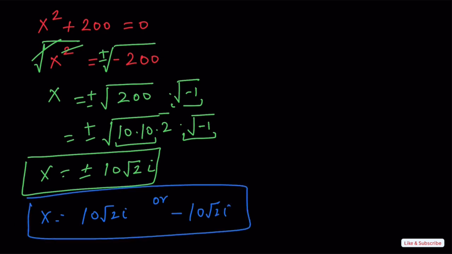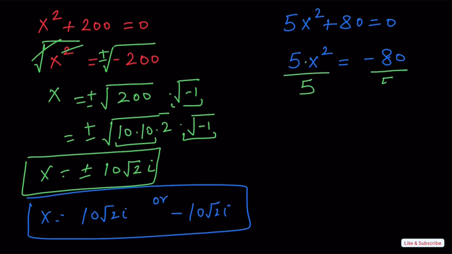Consider one more example. 5x squared plus 80 is equal to 0. We'll take 80 to the other side, which gives you 5x squared equals negative 80. 5 is in multiplication, so I'll divide both sides by 5. 5 got cancelled. I got x squared equals negative 16, because negative 80 divided by 5 is negative 16.